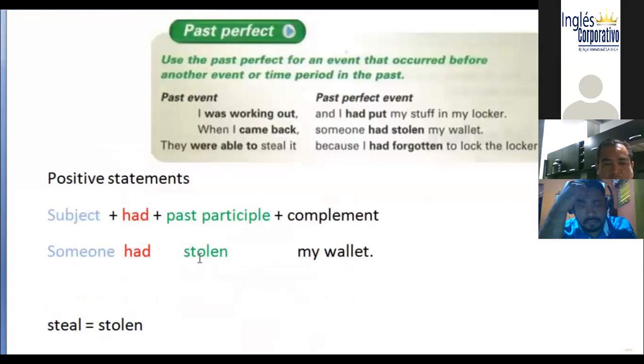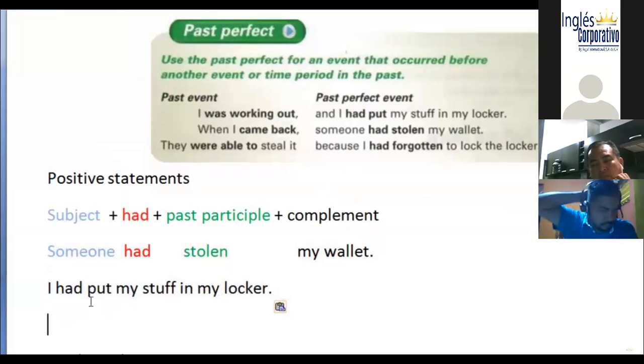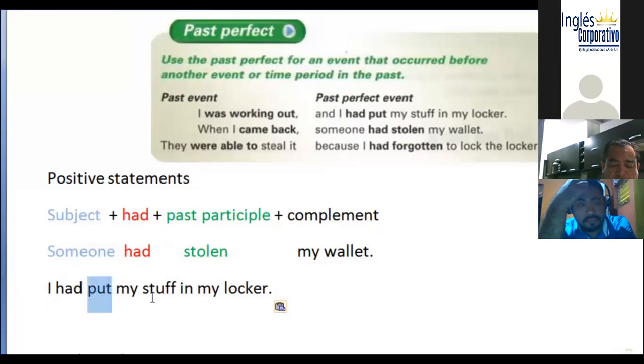So let's look at the other examples that are on this chart up here. I have put my stuff in my locker. So first of all, the subject is I. It follows the auxiliary verb have. And then the past participle of the verb, in this case, is put. And then we will include a complement. I have put my stuff in my locker. My stuff in my locker will be the complement.